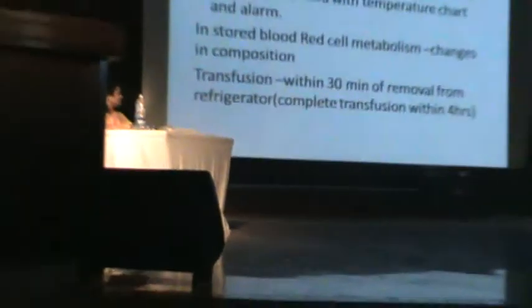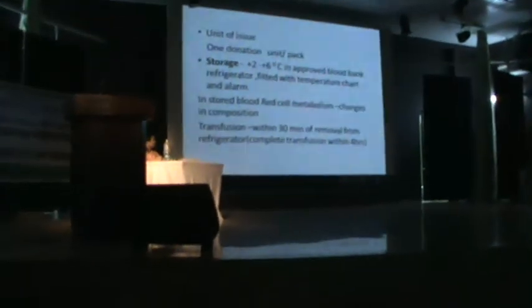Then what is the unit of issue? We say one donation, a unit or pack. Storage is in the refrigerator at 2 to 6 degrees centigrade. All the refrigerators of the blood bank have thermoregulation and chart temperature maintenance. When we talk about the do's and don'ts and the problems and solutions, we will discuss the type of refrigerator.